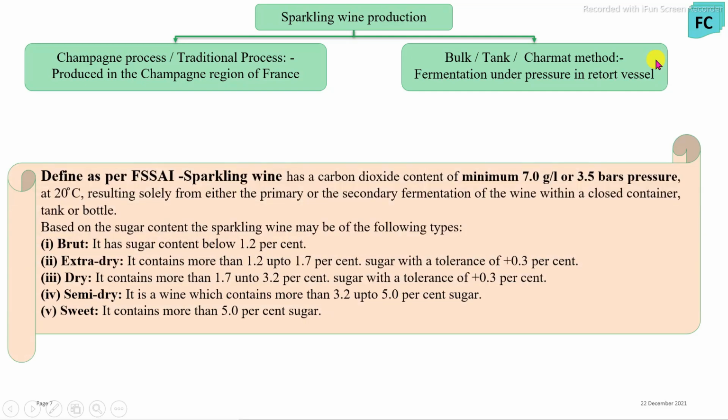As per the Food Safety Standards of India, sparkling wine must contain a minimum carbon dioxide of 7 grams per liter, or 3.5 bar pressure at 20 degrees Celsius. As per sugar content, they are classified into groups: extra dry, dry, semi dry and sweet, in which the sugar percentage is in the range of 1.2% to a maximum of 5% added during the manufacturing process, and as per the sugar content they are declared on the label.